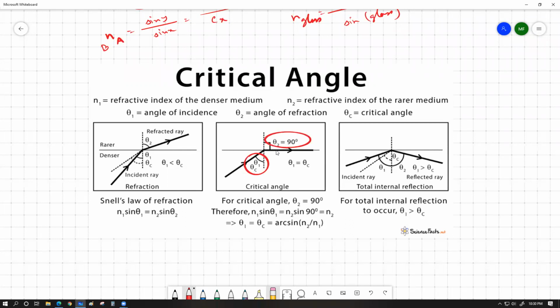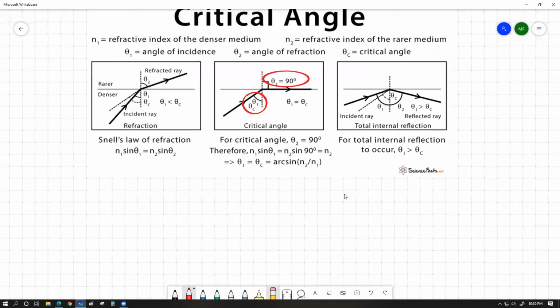So that's the idea of critical angle. Critical angle can be a very important factor, because it can help us measure the refractive index of the denser medium much more easily. For example, if the denser medium is D and the rarer medium is R, the refractive index of the denser medium can be given by sine 90 divided by sine theta c.